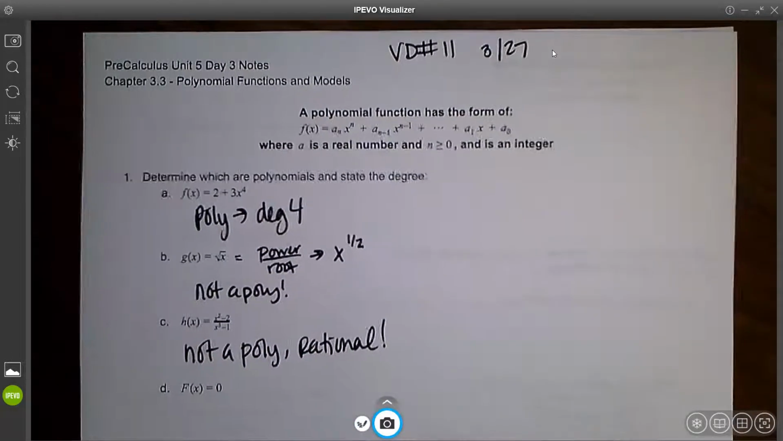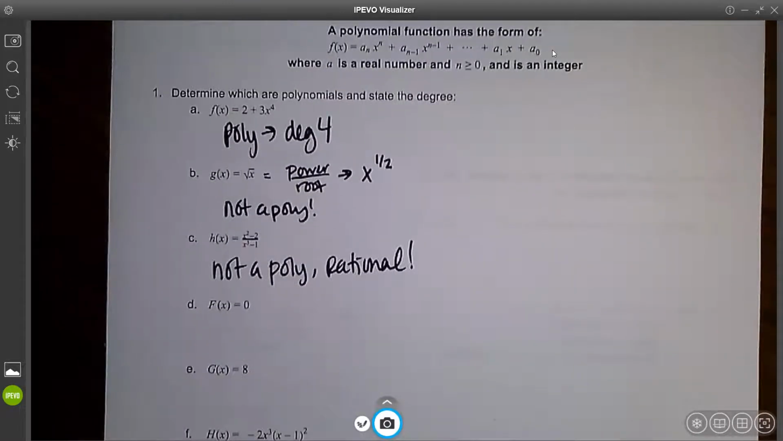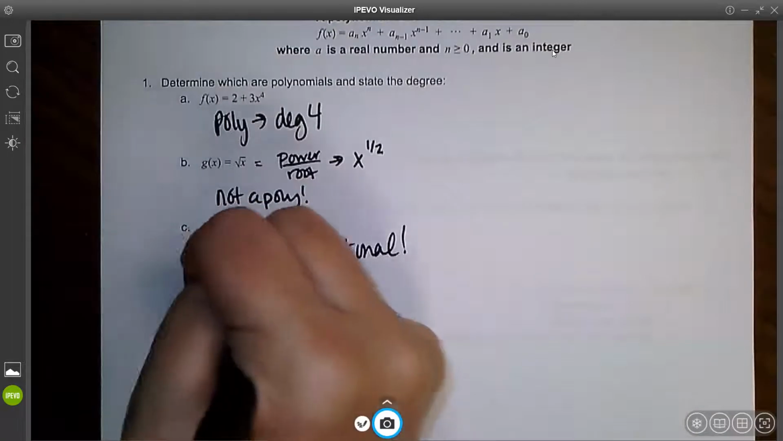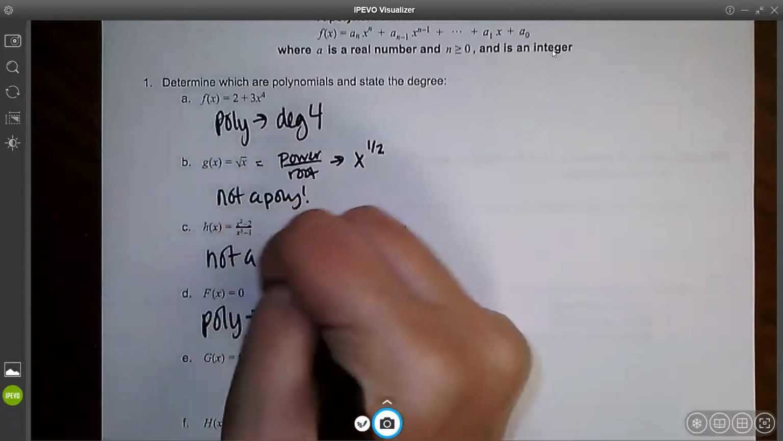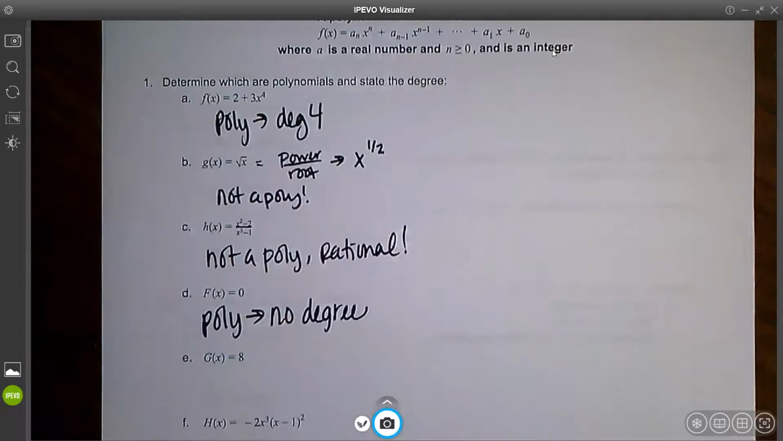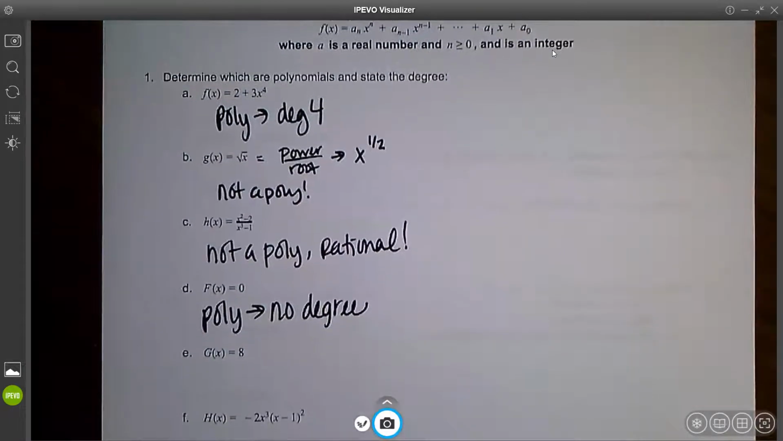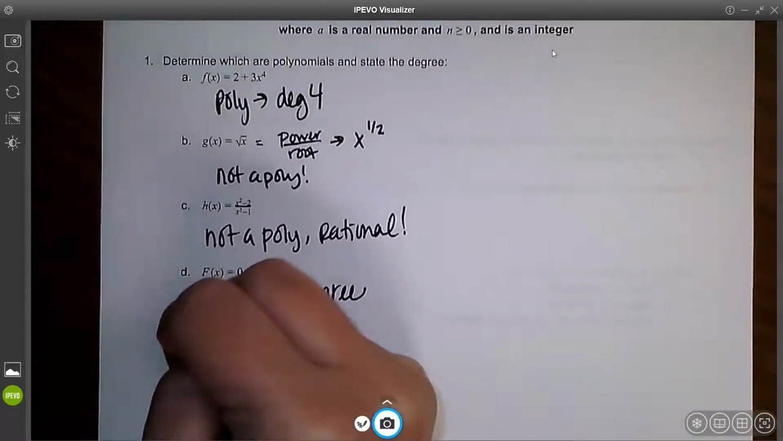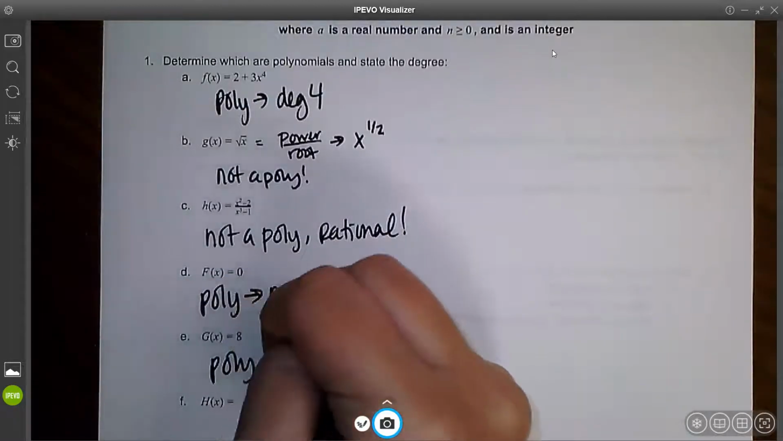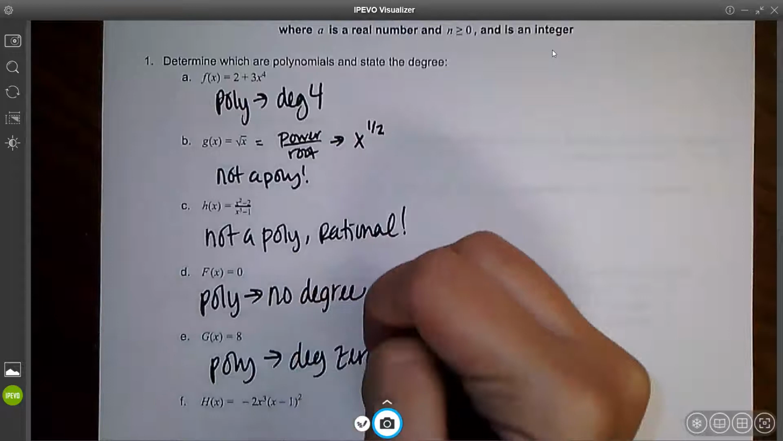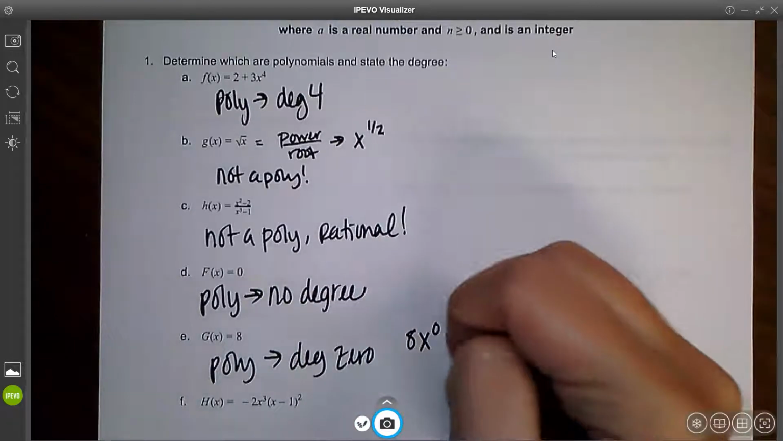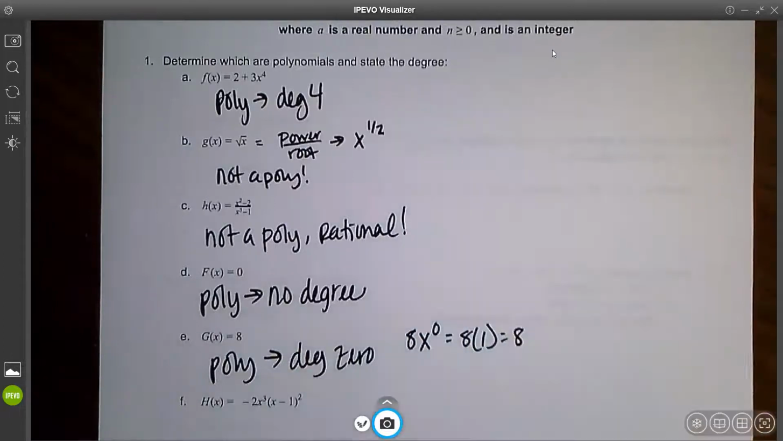Zero, that is a polynomial. It just has no degree. And then a constant, this one is a polynomial. It is just degree 0. Because this is like saying 8x to the 0 power, anything to the 0 power is 1. So that's why that works that way.